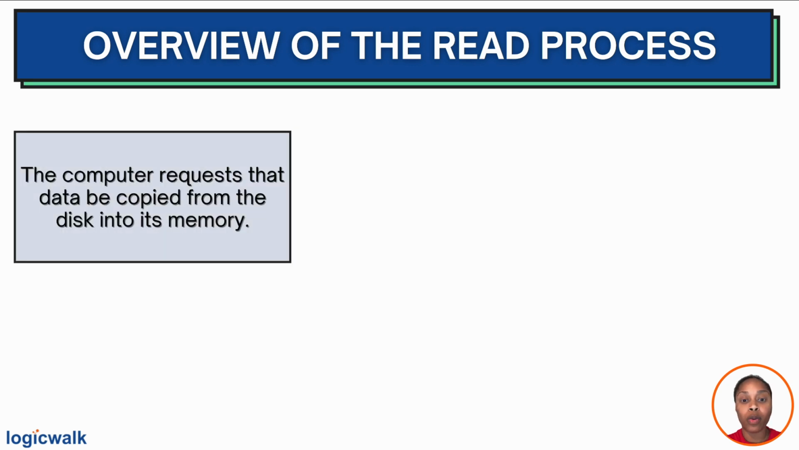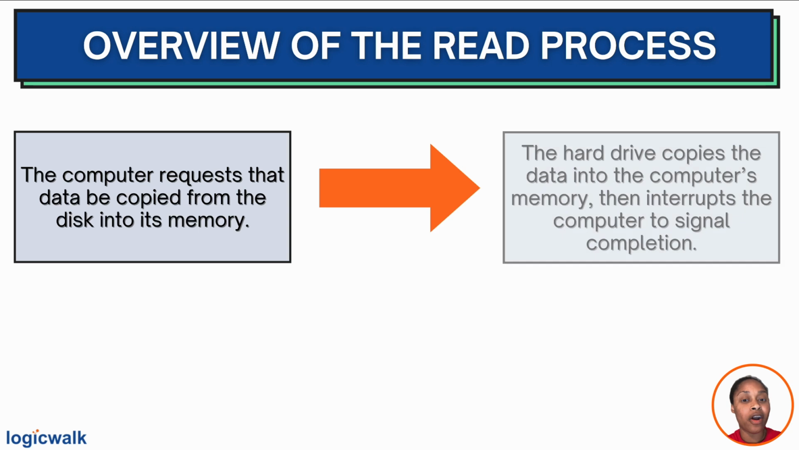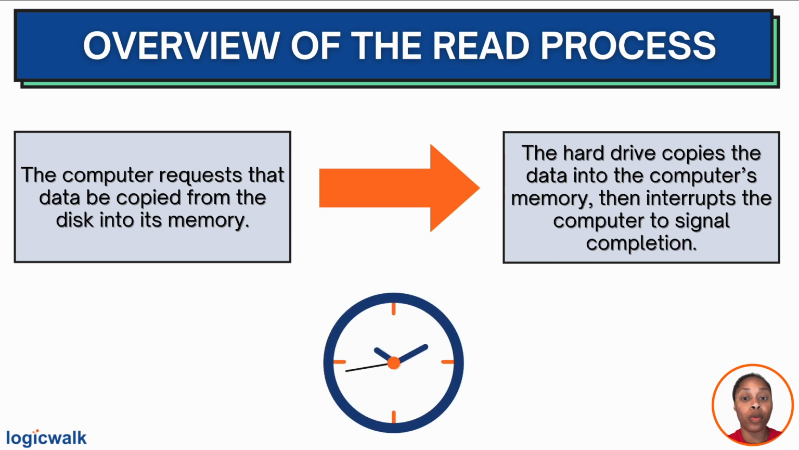First, the computer requests a block of data to be copied from the disk into its memory. Then the hard drive copies that data into the computer's memory and interrupts the computer when it's done. While the disk is copying, the computer can either wait idle or perform other tasks. With that in mind, let's break our program into sections before running it.